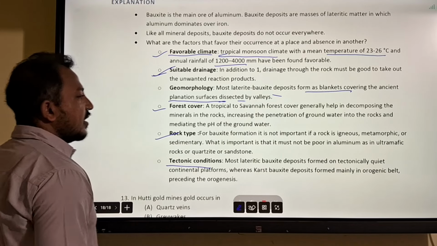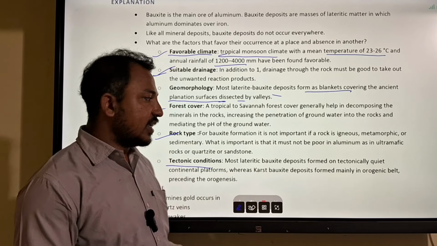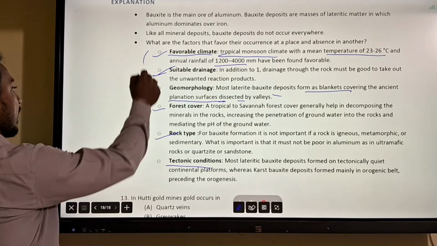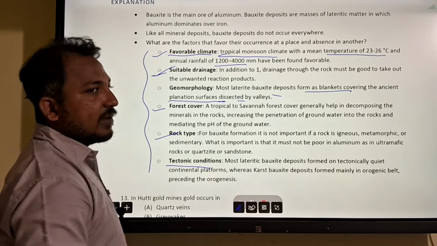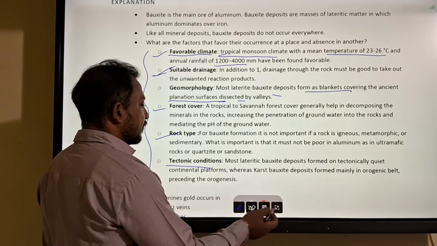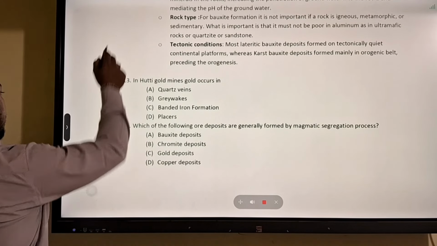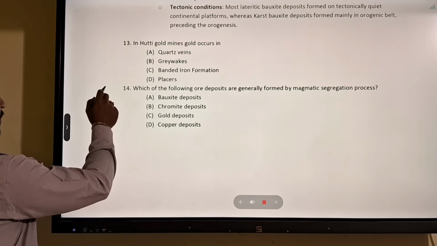Then tectonic condition: it should be a tectonically stable region. So these are the conditions for the formation of the bauxite deposit, or you can say aluminum deposit. So our answer will be chondrite. If you are considering the Deccan trap, that will be basalt.